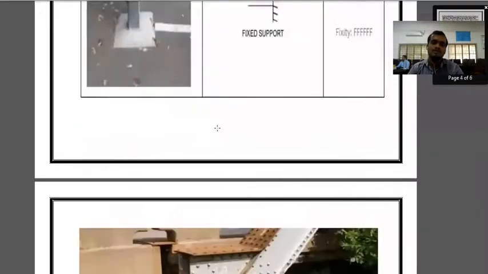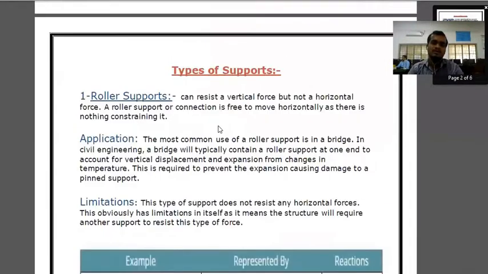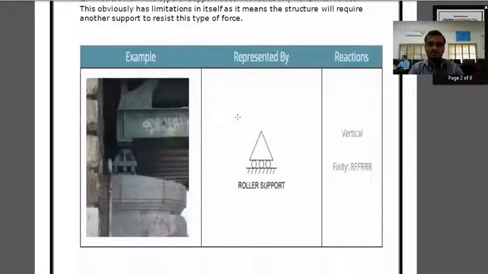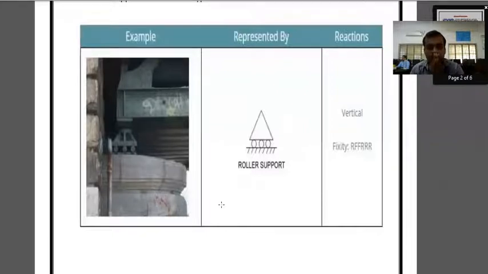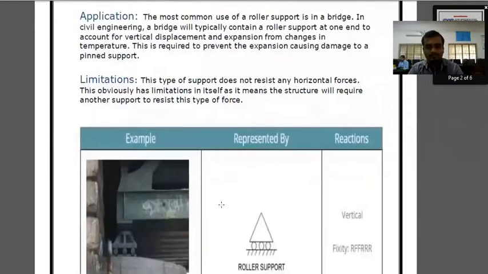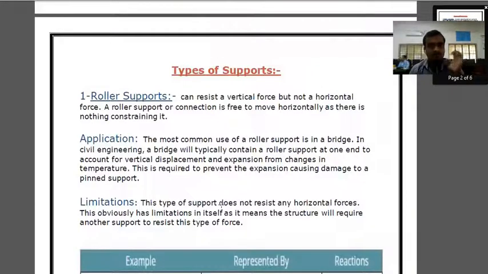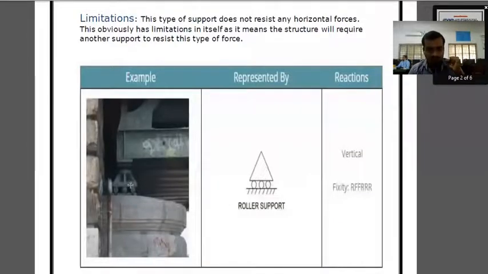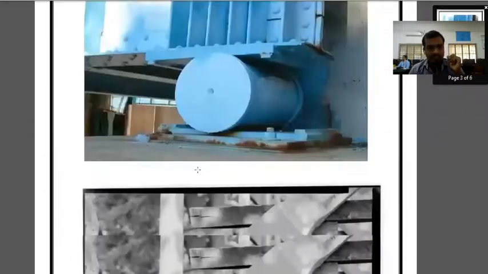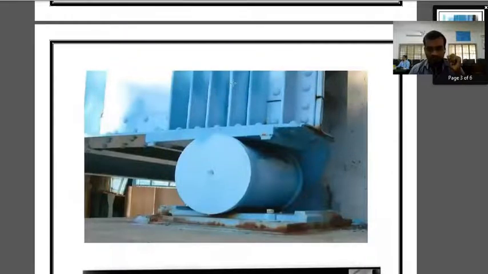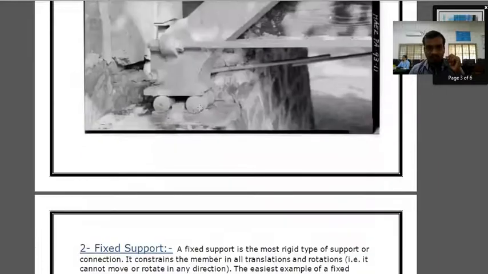Okay. So which type of reactions act in roller supports? This is your roller support. In this case, only vertical forces act. Roller supports can resist a vertical force, but not a horizontal force. It can resist only vertical load, but there is movement in the horizontal direction. So this is your roller support.